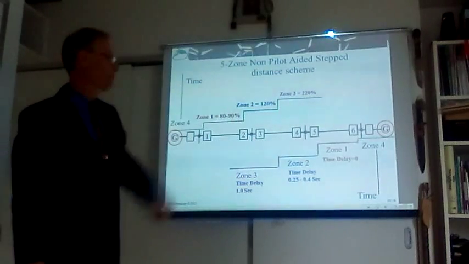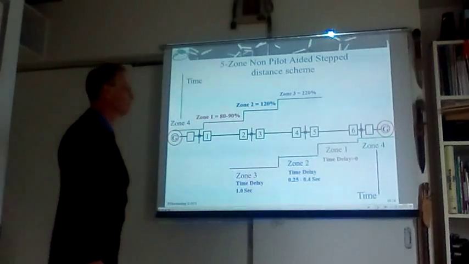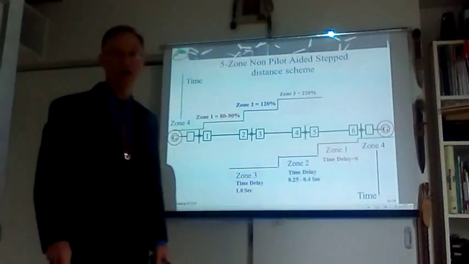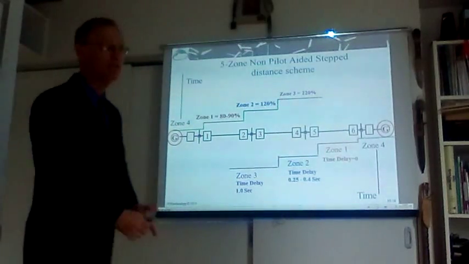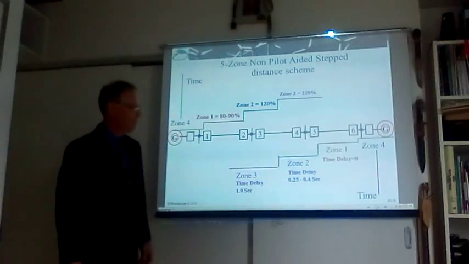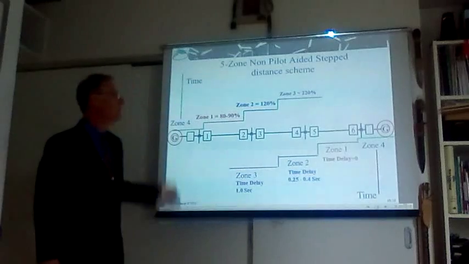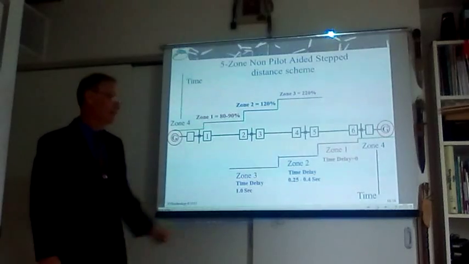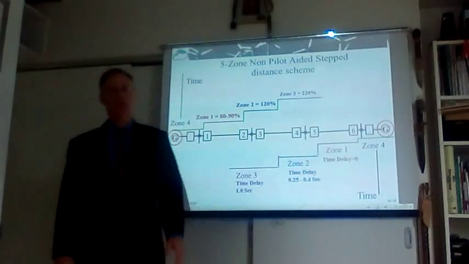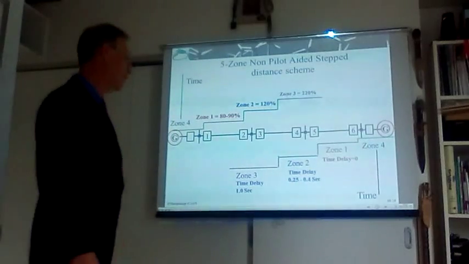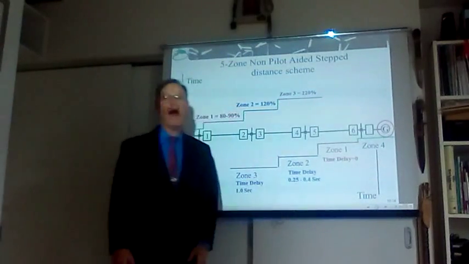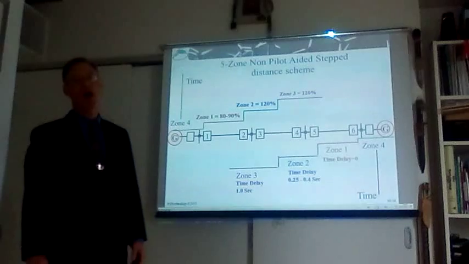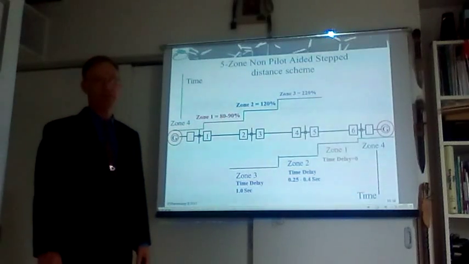That's for reach. When it comes to timing, zone 1 has no timing. The moment we see a fault, we trip immediately, no waiting. Zone 2 is a full length of the line, including part of the next line, and traditionally we will apply 0.25 of a second, 250 milliseconds, up to half a second. When it comes to zone 3, we will apply 1 full second.